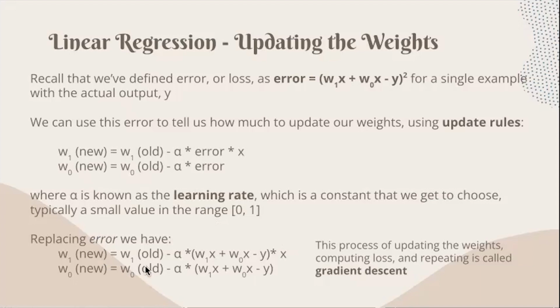So as you can see here, with replacing error, how do you replace error? Well, you just plug in the new equation that we had. Because we have new weight values, our equation for error also changes. So when changing your weights, you also have to change the error based on those weights. This process of updating the weights, computing the loss and the error, and repeating is called gradient descent.